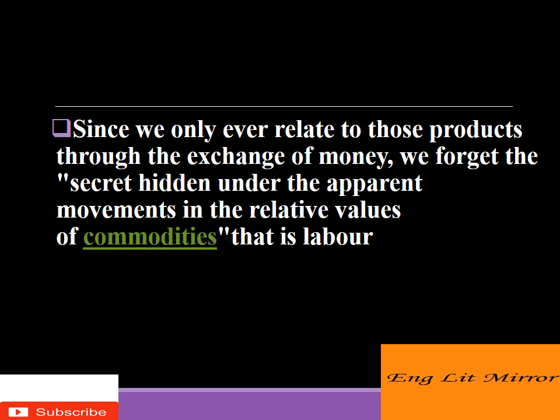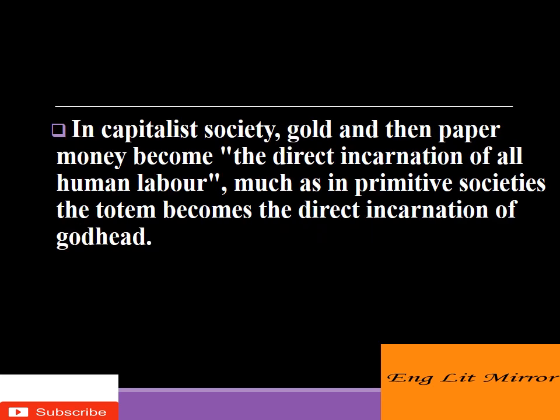It is precisely this finished form of the world of commodities, the money form, which conceals the social character of private labor and the social relations between the individual workers by making those relations appear as relations between material objects instead of revealing them plainly. In capitalist society, gold and then paper money become the direct incarnation of all human labor, much as in primitive societies, the totem becomes a direct incarnation of Godhead.